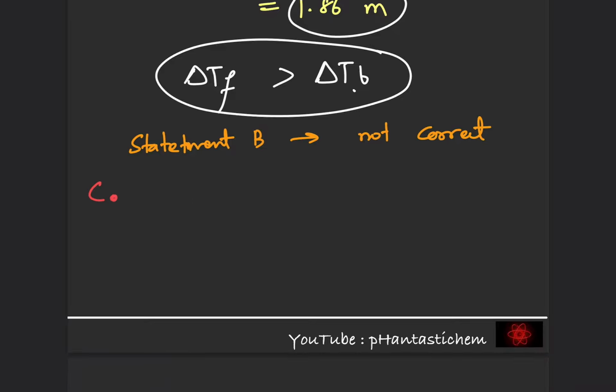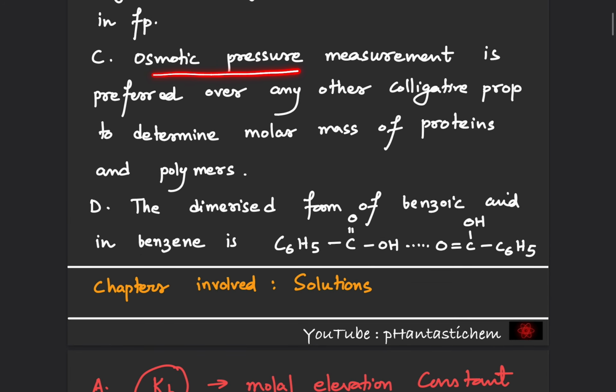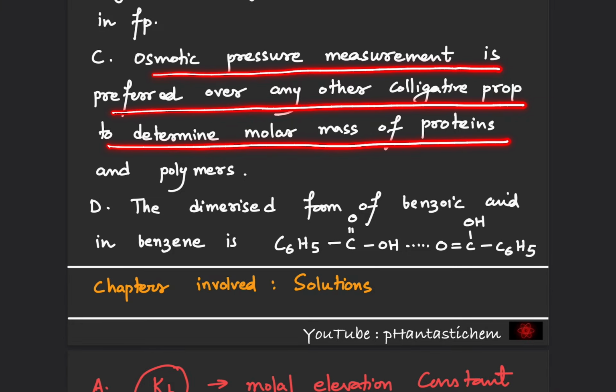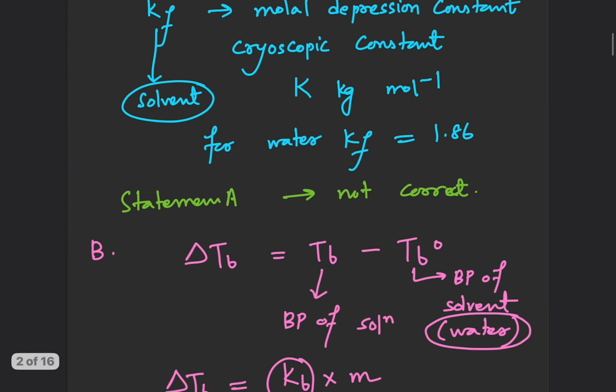Let's talk about statement C. Statement C is saying that osmotic pressure measurement is preferred over any other colligative property to determine molar mass of proteins and polymers. There are 4 colligative properties that we know about: relative lowering of vapor pressure, osmotic pressure, elevation of boiling point, depression of freezing point. For determination of molecular mass of proteins, polymers and other macromolecules, osmotic pressure is the most suitable method. So this is a correct statement. Okay, so I will write it down.